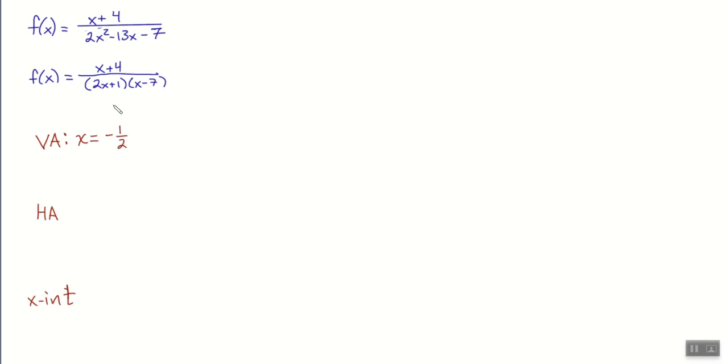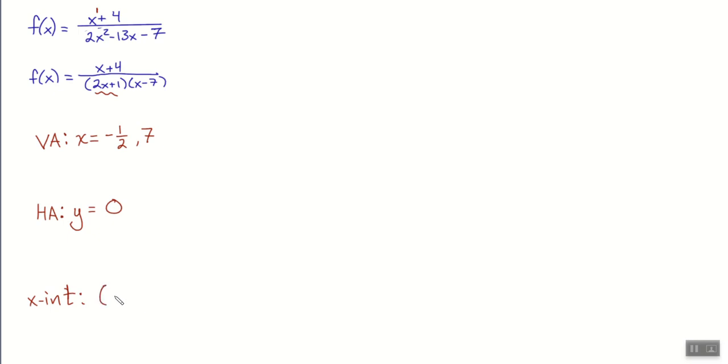Negative 1/2 and 7. Yay. Horizontal asymptotes. Are you looking at the top or the bottom one? Original or? For horizontal, I would look at the top. What's the degree of the top? 1. Degree of the bottom? 2. The bottom's bigger. What's our horizontal asymptote? 0. Boom. X-intercepts. There's only one of them.